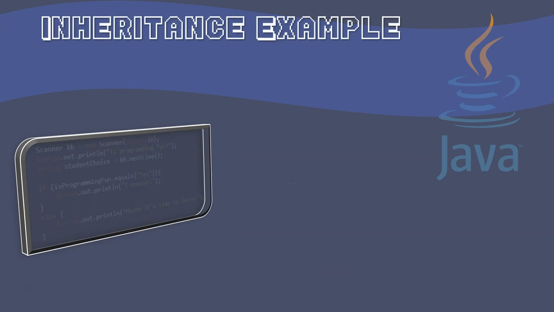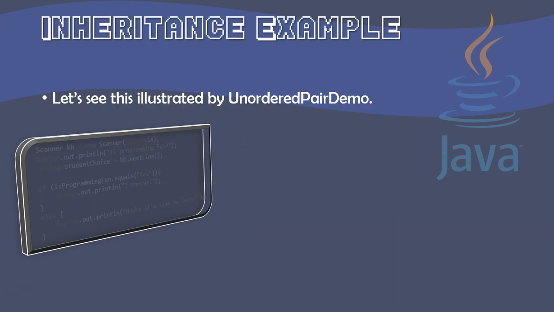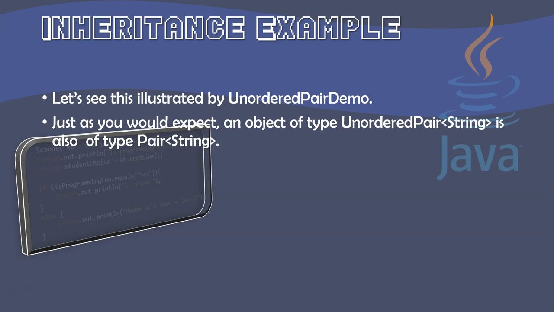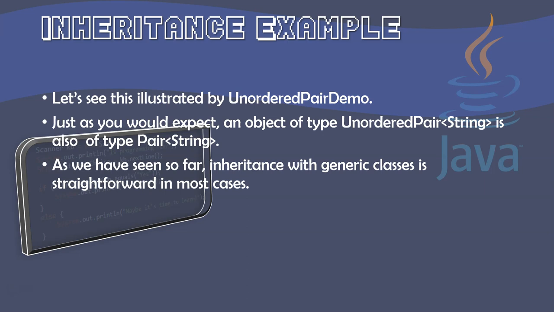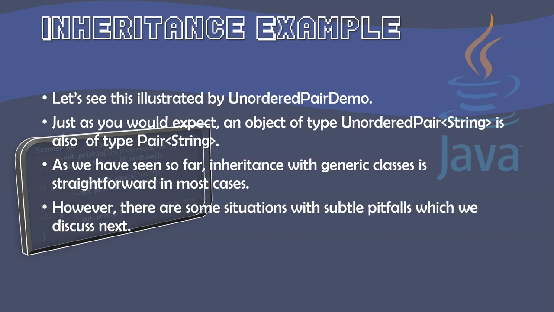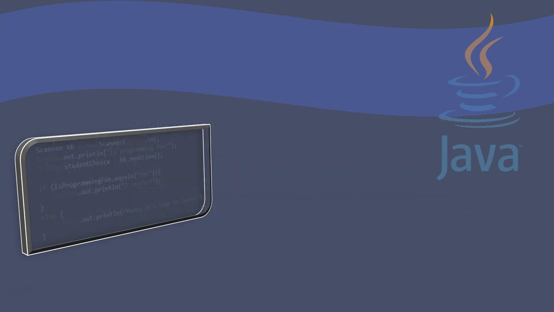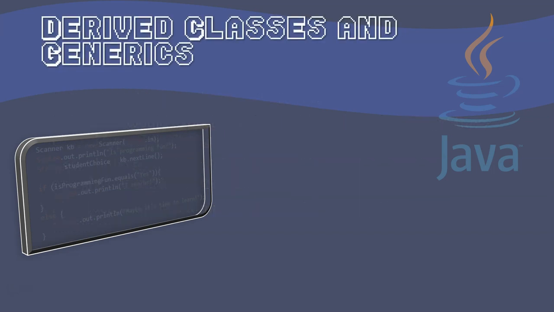So if we start pulling apart this inheritance, we can look at this in the unordered pair demo. And just as we might expect, an object of type unordered string pair is also type pair because it's inherited. It's got a derived class in play. And as we've seen so far, inheritance with a generic class is pretty straightforward. However, there are some situations with subtle pitfalls, which we will discuss next. So, what is that next thing that we want to see?